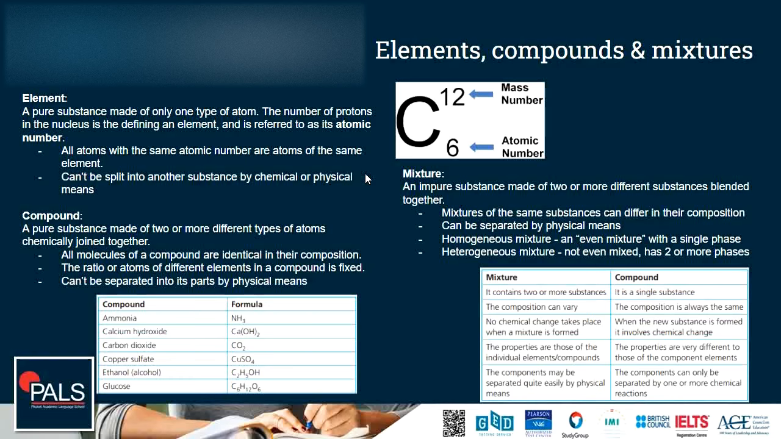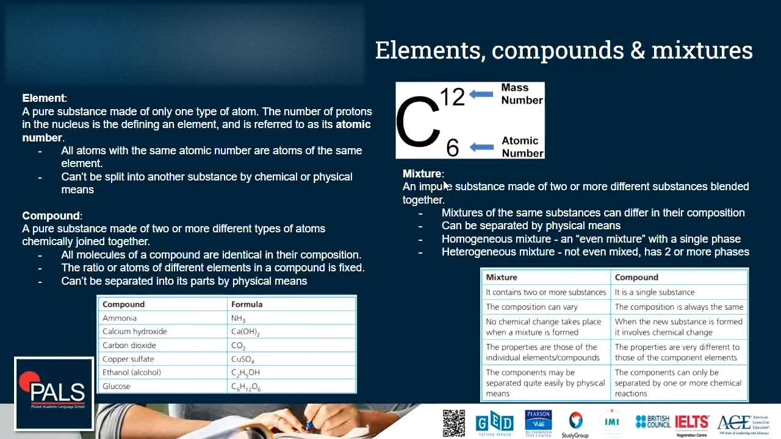That brings us to the next point. In a mixture, the properties are those of the individual elements or compounds within the mixture. They don't change, whereas in a compound the properties can be very different to those of the component elements. The components of a mixture may be separated quite easily by physical means, we mentioned that, whereas in a compound the components can only be separated by 1 or more chemical reactions or chemical means.